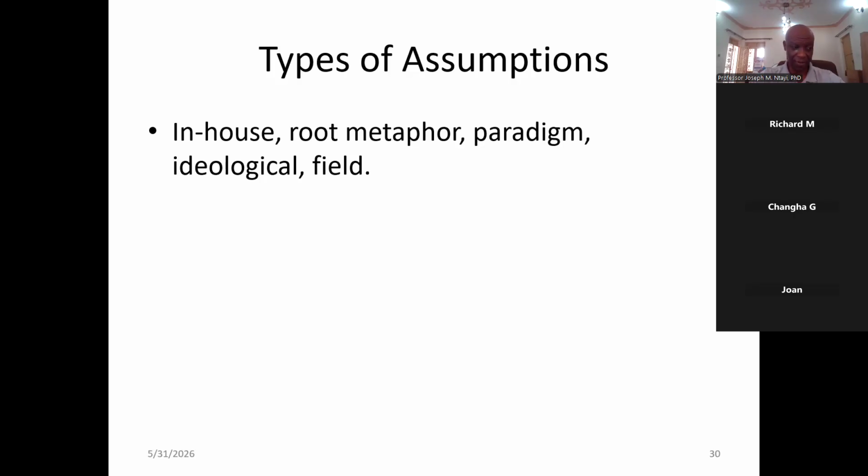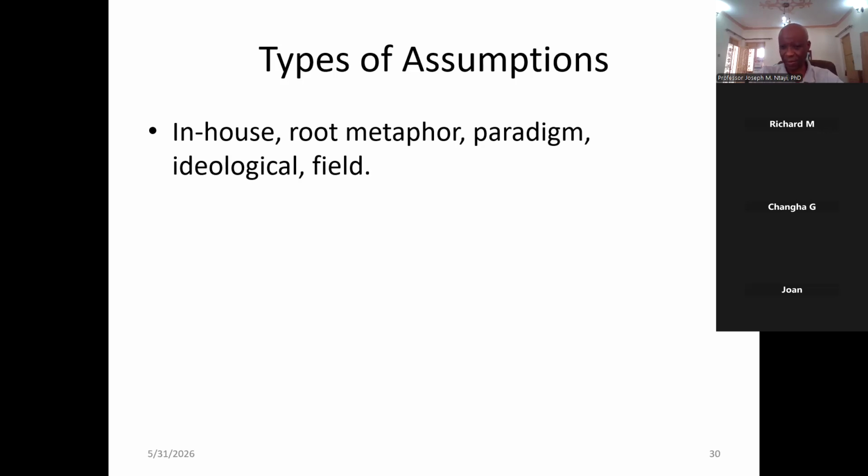Let me give you an example, again with the resource-based theory that I've already talked about. We know that the dominant assumptions under resource-based theory are that, one, the resources must be valuable; two, the resources must be rare; three, the resources must be inimitable; and four, the resources should be non-substitutable.